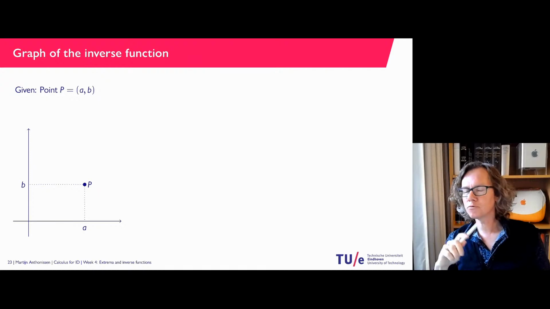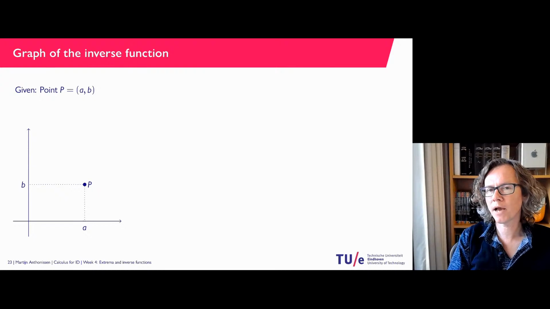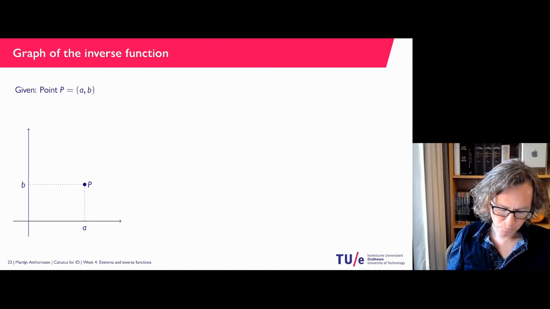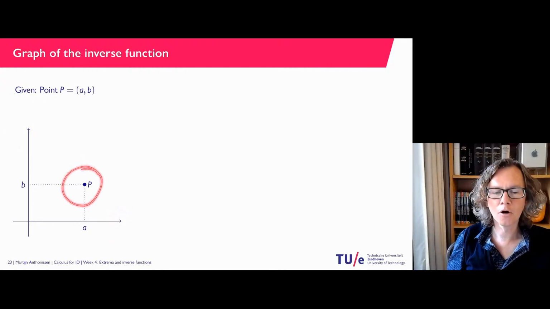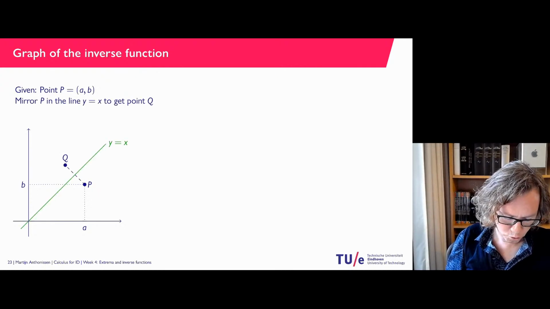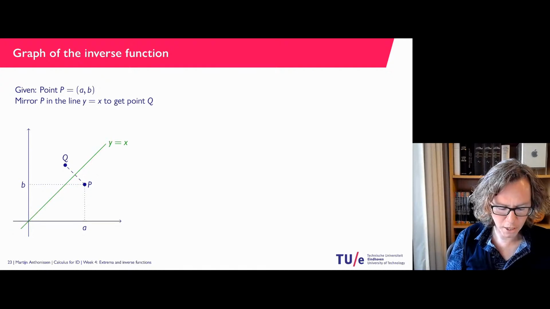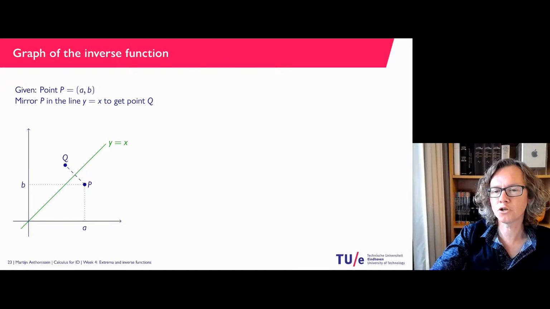So what I would like to do now is consider the graph of the inverse functions. So say that you plot the graph of a function f of x, so you plot y as f of x. What does the inverse function look like? Now, to answer that question, let us first consider just one point in the plane. So I have the normal x-axis, y-axis, and I have a point P with coordinates a and b. Then if you also draw the green line here, y equals x, and if you mirror the point P in that line, you get Q.